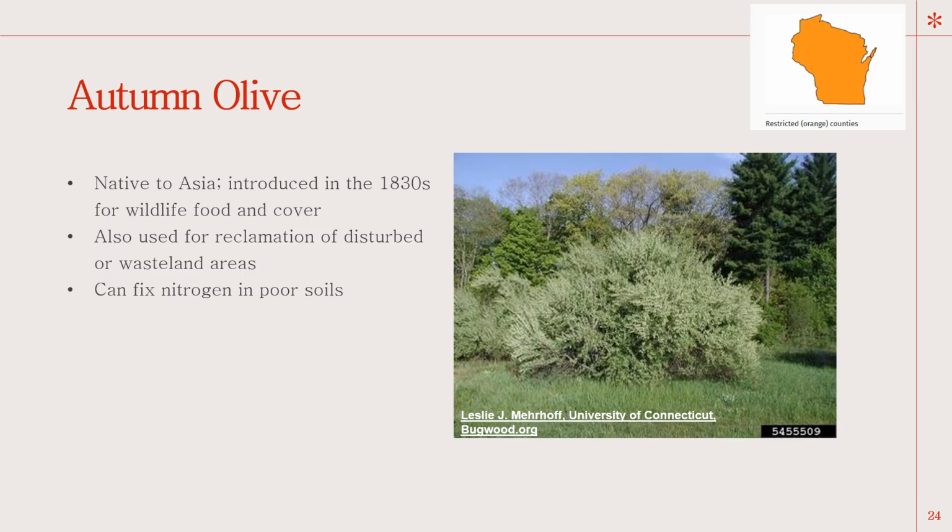Autumn olive, actually changing up, is native to Asia and was introduced sometime in the 1830s for food and cover for wildlife. It's also used as reclamation for disturbed or wasteland areas. This is because autumn olive can fix nitrogen into poor soils, so it can actually change the soil chemistry.